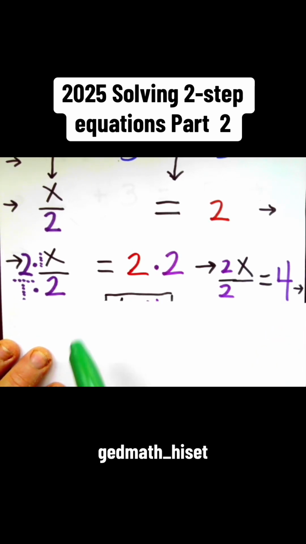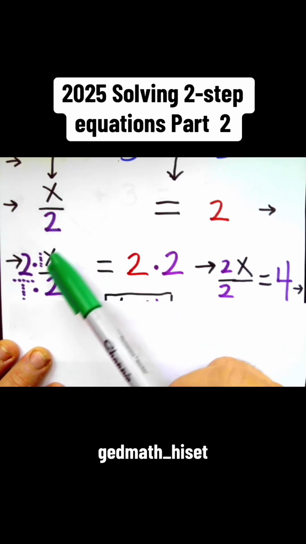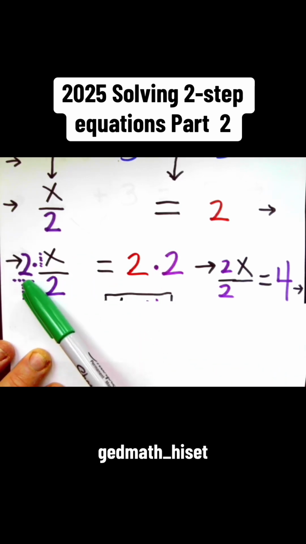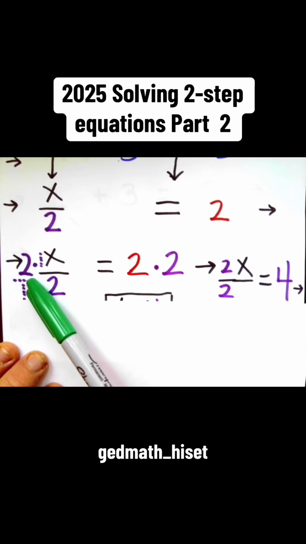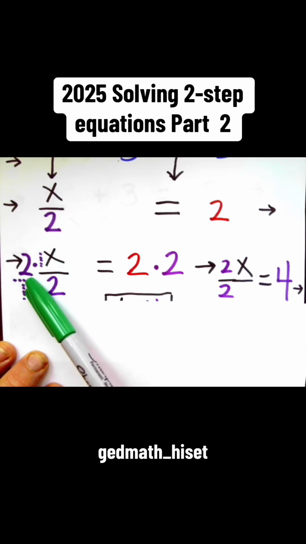Okay. And so again, I like to show my invisible. There's an invisible 1 in front of that x. And so I like to show that. And so there's also an invisible 1 in the denominator. I like to show that. Of course, the dot, dot, dot is only for instructional purposes. You can put a 1 there, and you can put a 1 here.